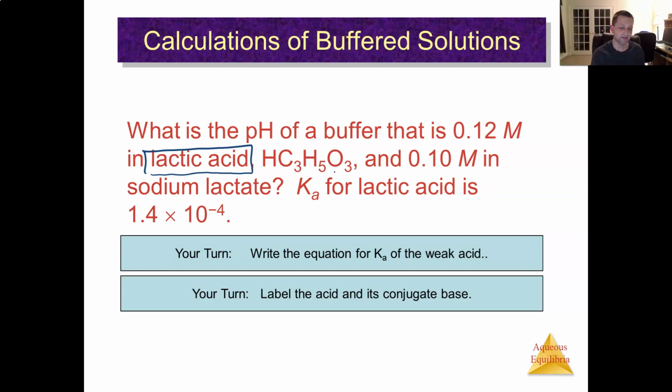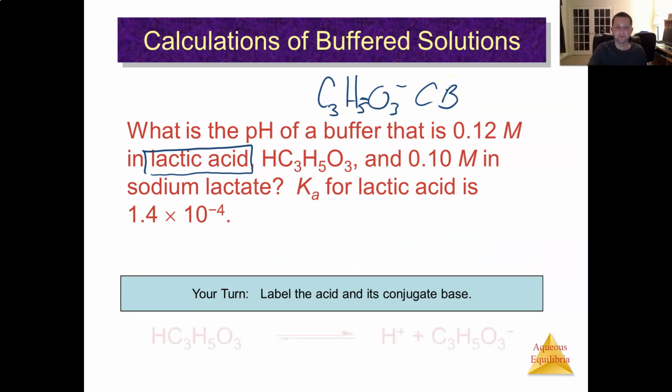All right, so sodium lactate would be NaC3H5O3. Let me rewrite that. Okay? I was thinking of acetates. That's all we've been using so far. So NaC3H5O3 fully dissociates because sodium is a group 1 metal, so you end up with C3H5O3 minus. That's what the sodium lactate is providing. So we know we're going to have a buffer solution because we have our weak acid, and here's our conjugate base. So let's write the equation that we end up with.